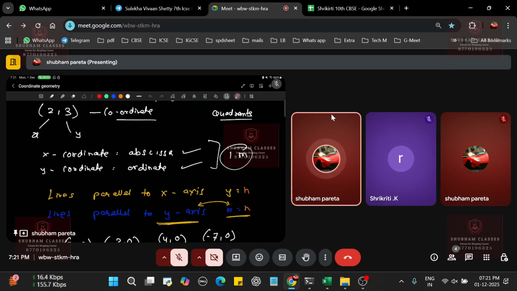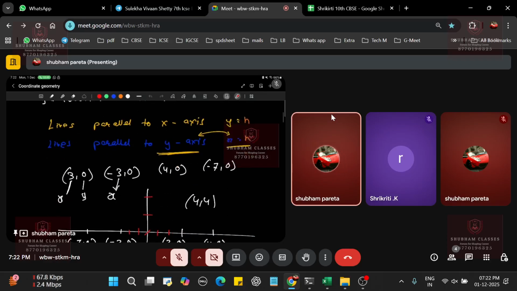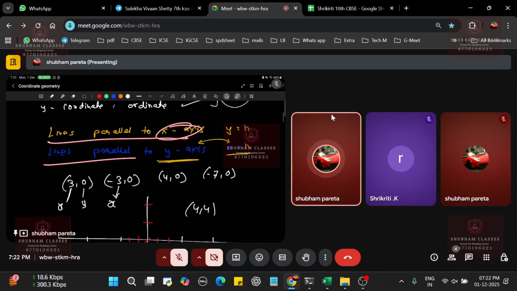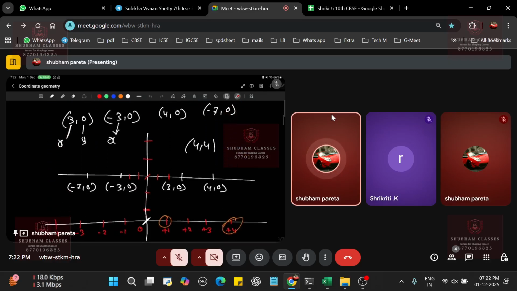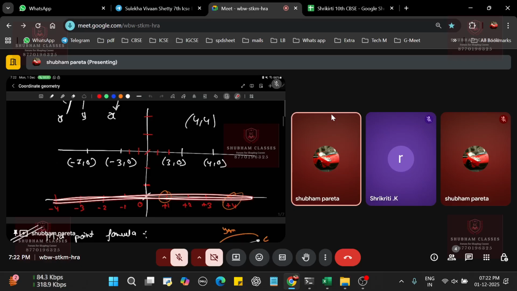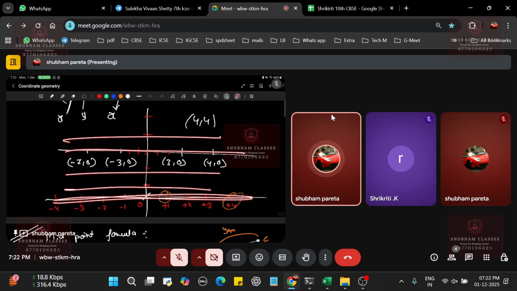So, the next category that you can see is the line which is parallel to x-axis and the line which is parallel to y-axis. Now, what do you mean by the line which is parallel to x-axis? This is the x-axis. If I am writing down the line which is parallel to x-axis, so it may be this, it may be this, it may be this, etc., etc.